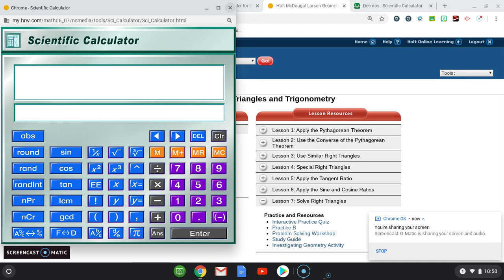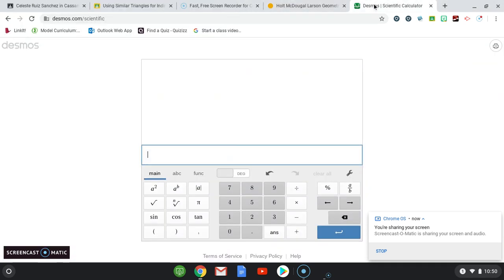So I am sending you a link to this calculator right here, desmos.com/scientific calculator. And this one works out really great. So I am going to show you how to do that first example where we had to do the inverse cosine of 8 divided by 17.